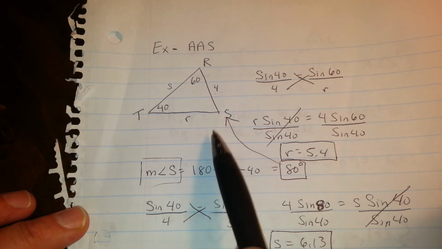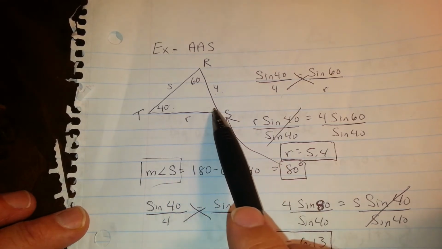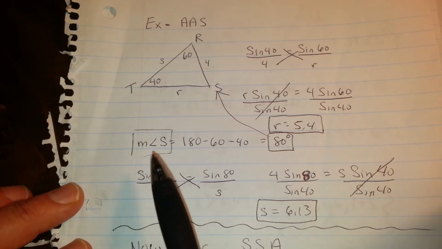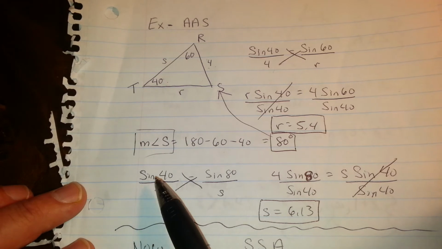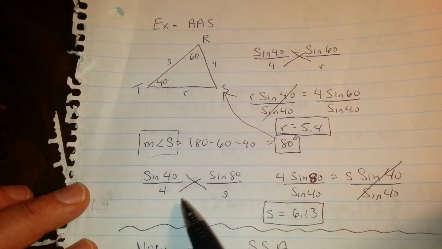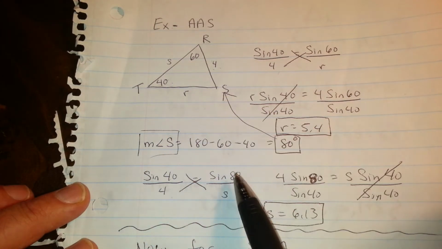I've already figured this out. 180 minus 100, or minus 60 minus 40, that's 80. And we have one more cross product to do to solve for, I believe, little s. So again, sine of 40 is to 4. Here's a known ratio. Equals sine of 80. What's my 80-degree angle? Is to s.